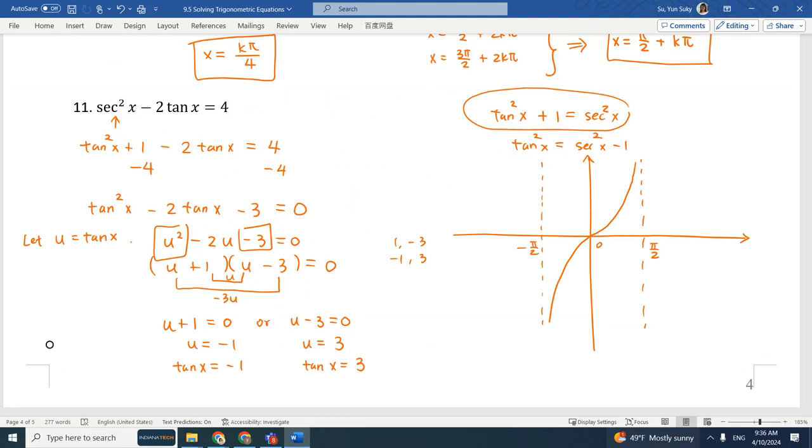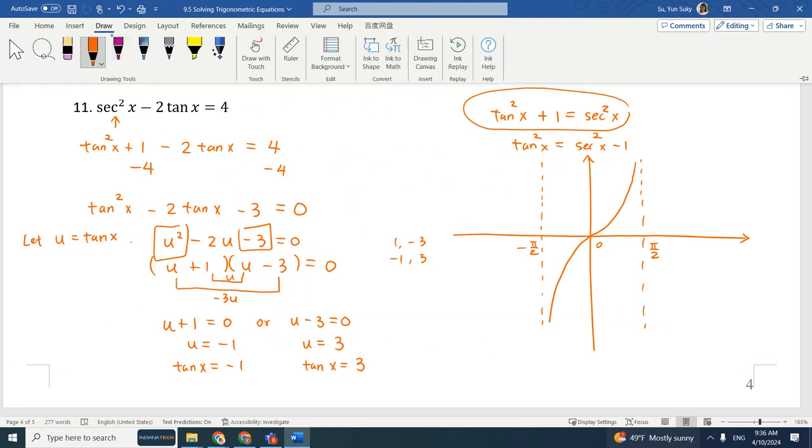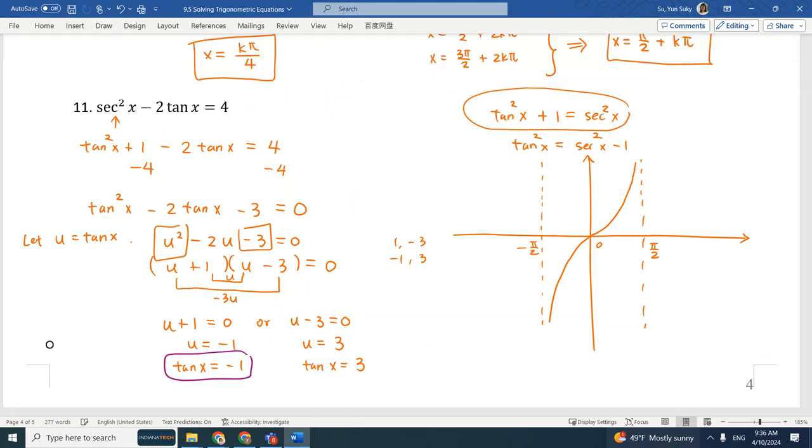Now, find the x. So here, this means the y is negative 1. Okay? And what is this angle? Yeah, negative pi over 4. So x is negative pi over 4 because we want to solve all solutions. What's the period? Pi. So you plus k pi.